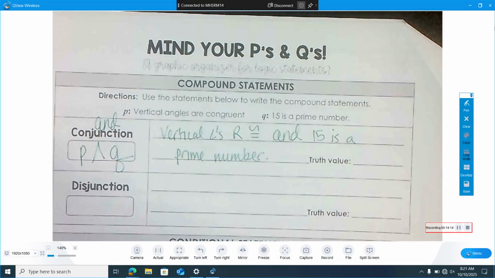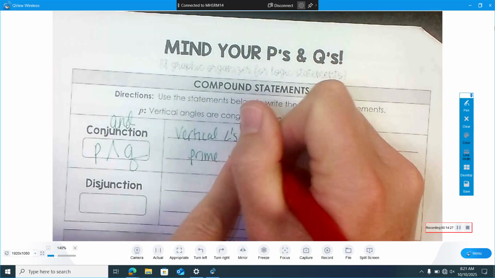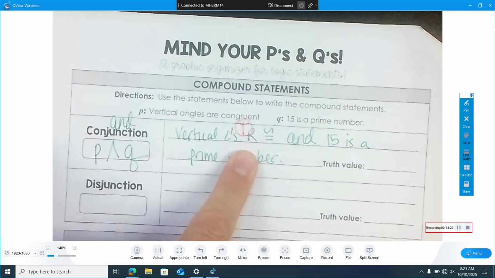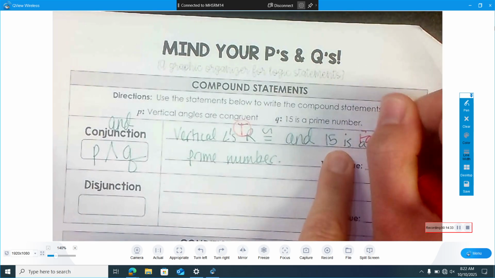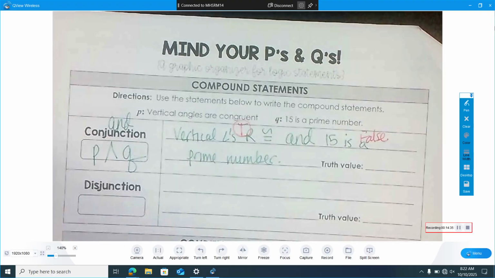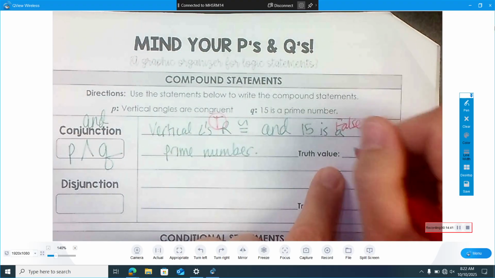Okay, an and statement. For an and statement, what must be true? Both things must be true in order for the conjunction to be true. So, are vertical angles congruent? Yes, all the time vertical angles are congruent. Is 15 a prime number? No, it is not. 15 is 5 times 3. That definitely is not prime. All right, so is our conjunction true or false? False.